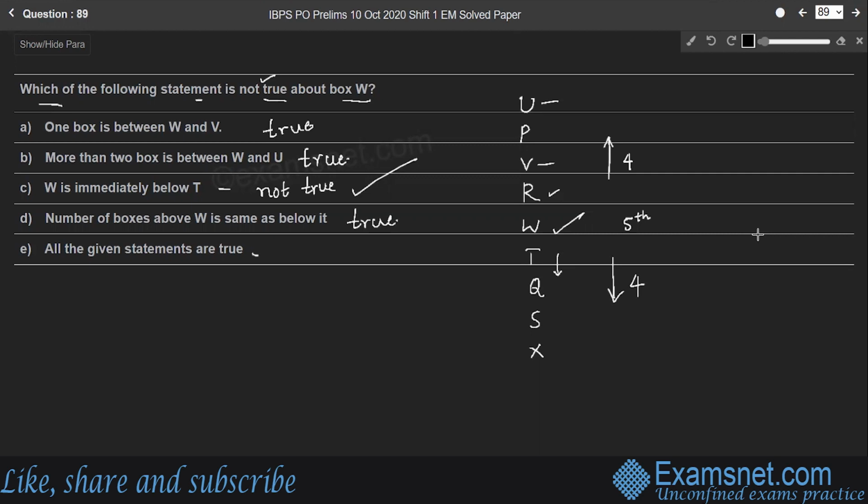Whereas option E, option E itself is a wrong option because all the given statements are not true here. Except option C, the remaining 3 statements are true. Therefore, no need to consider option E here, right? Because option E itself is wrong. Therefore, consider only option C, W is immediately below T is a wrong statement, not a true statement.